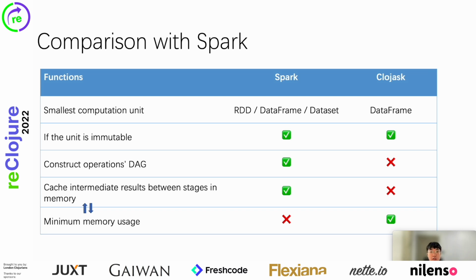In Spark, it can construct an operations DAG, which we do not. Also, there is a trade-off between caching intermediate results in memory in Spark and our minimum memory usage strategy. This is a technical trade-off, and you cannot say which one is better.